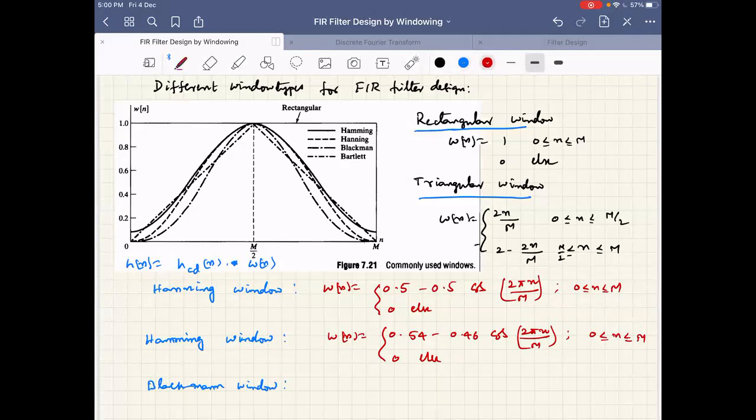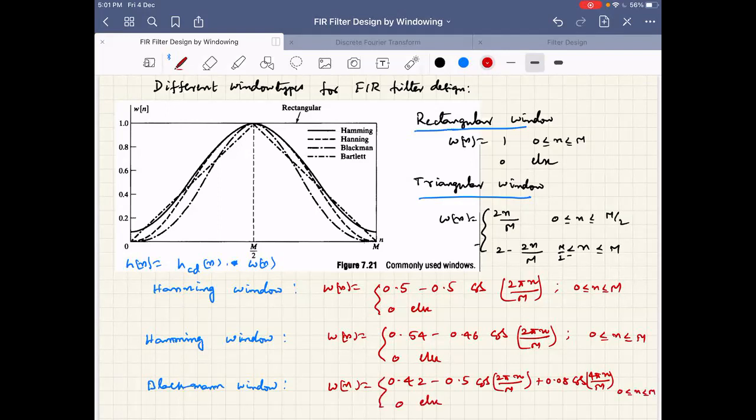That is W of n is equal to 0.42 minus 0.5 cos 2 pi n by m plus 0.08 cos 4 pi n by m, for 0 less than or equal to n less than or equal to m, and 0 else.